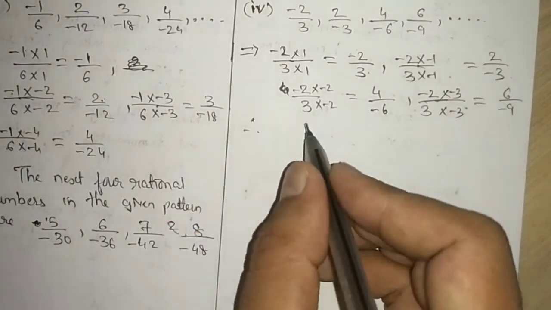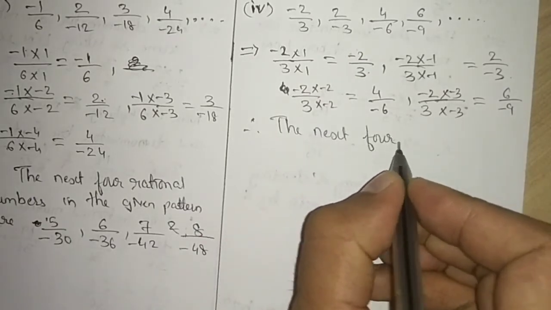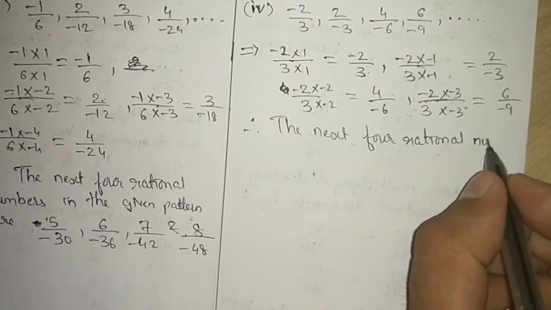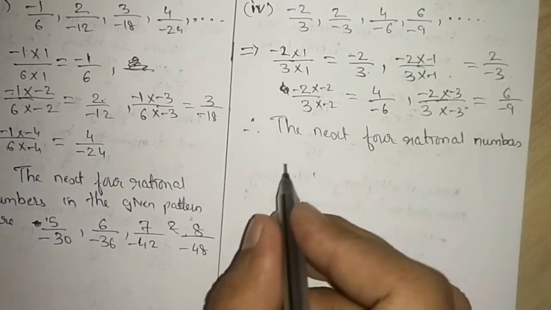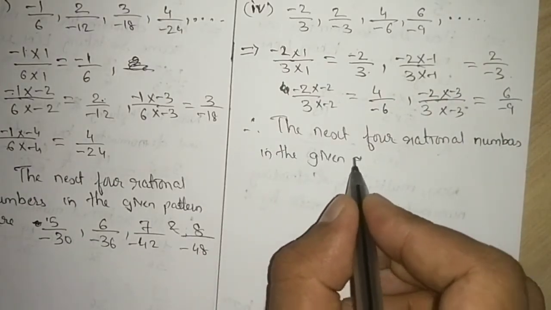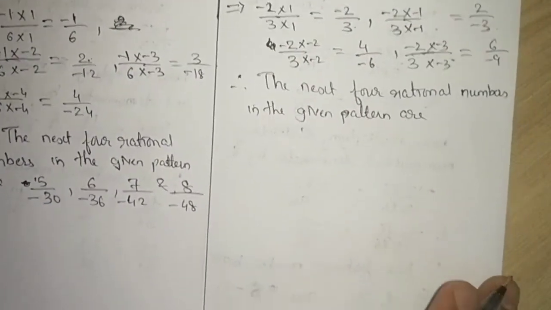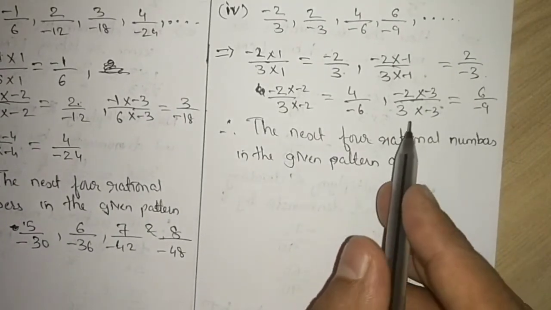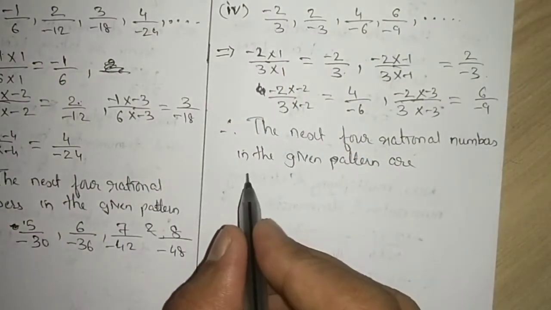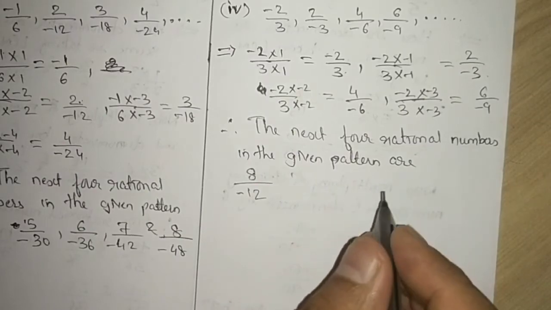So we will write, therefore the next 4 rational numbers in the given pattern are, now we are supposed to multiply it by minus 4 and minus 4. So minus 4 into minus 2 will be 8 and minus 12.